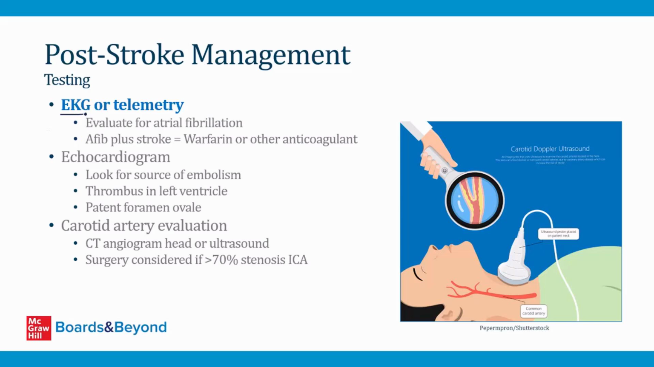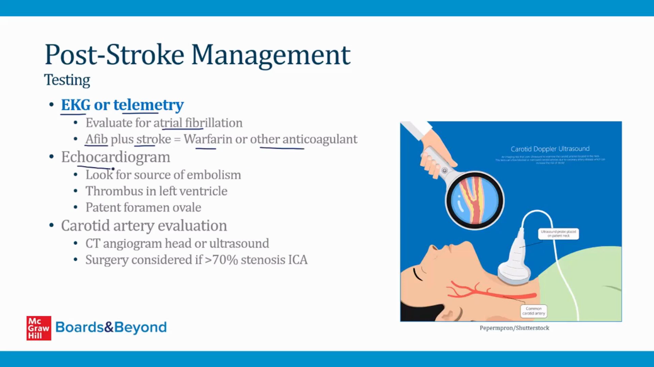So first of all, an EKG at least, or sometimes telemetry, which means long-term monitoring of the heart rhythm, is done. And the idea here is to look for atrial fibrillation, because we'll talk about this in a minute, but if a patient has atrial fibrillation and they've had a stroke, then they need to take a blood thinner like warfarin or some other anticoagulant to prevent additional strokes.